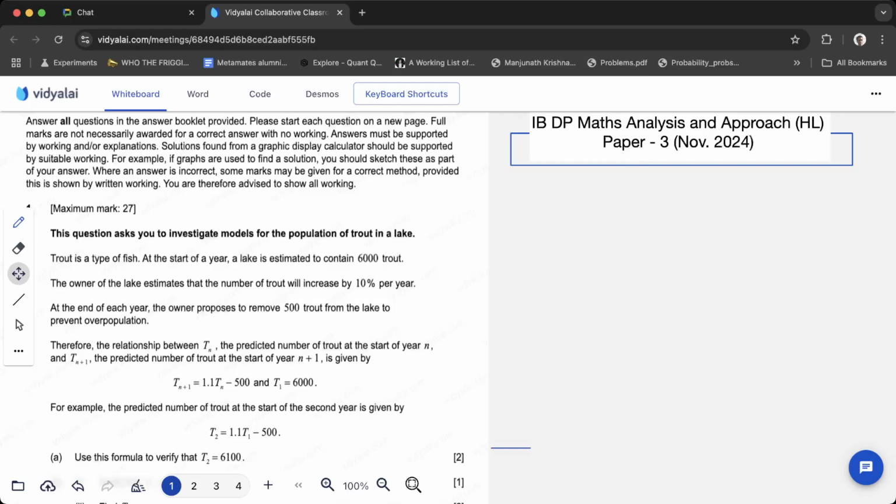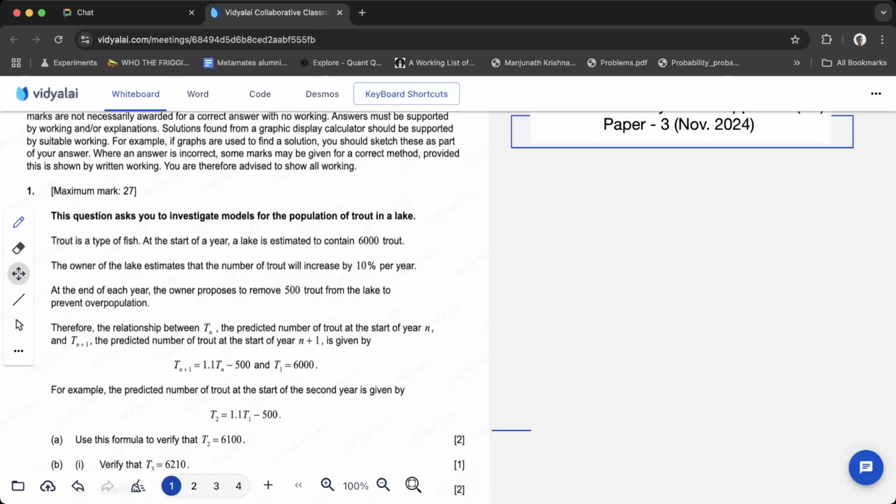Hi, this question paper is for the IBDP Maths exam from Analysis and Approaches curriculum, higher level. This is Paper 3, and this paper is from November 2024. Let's solve this paper.